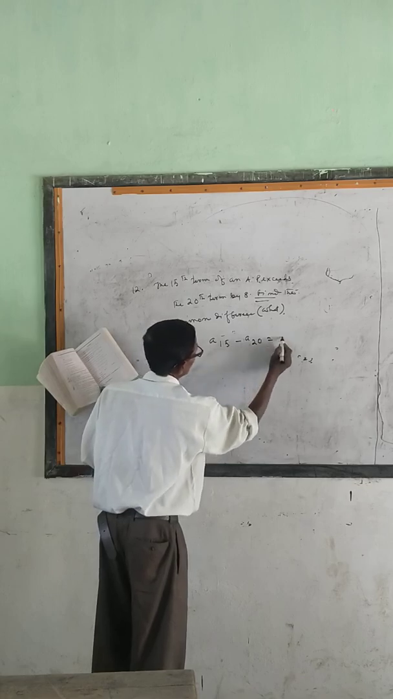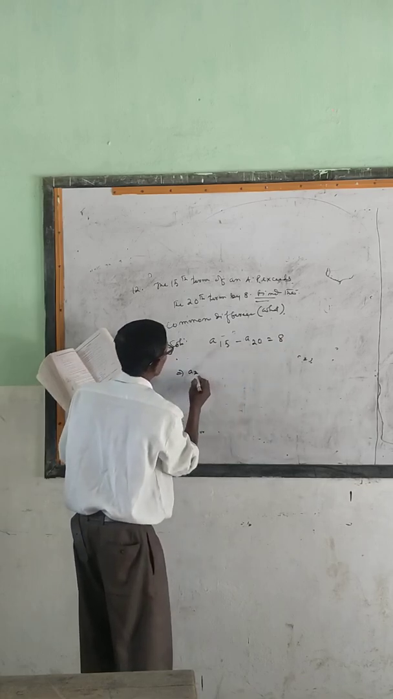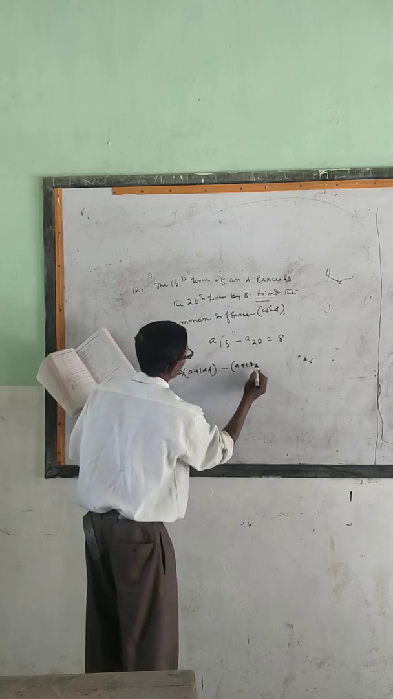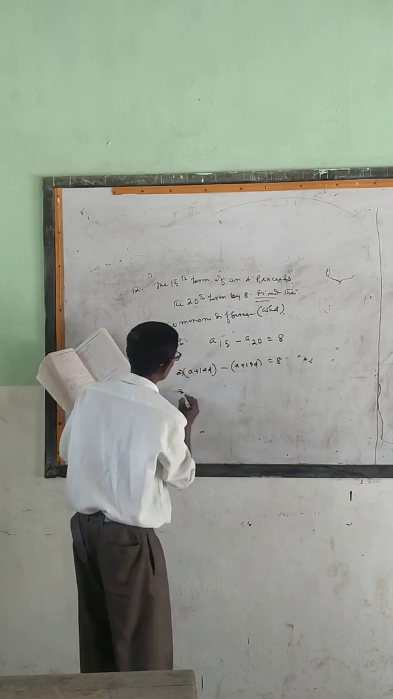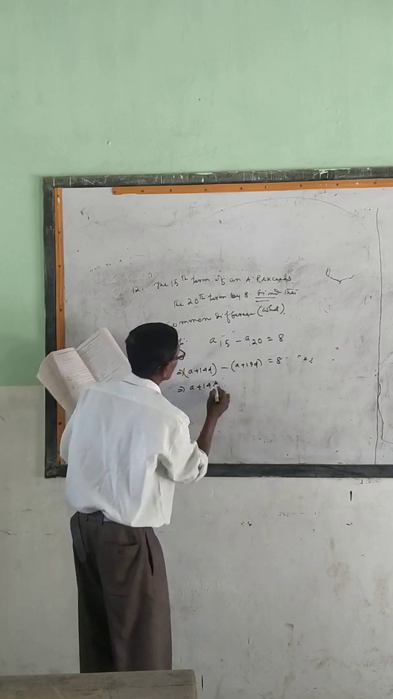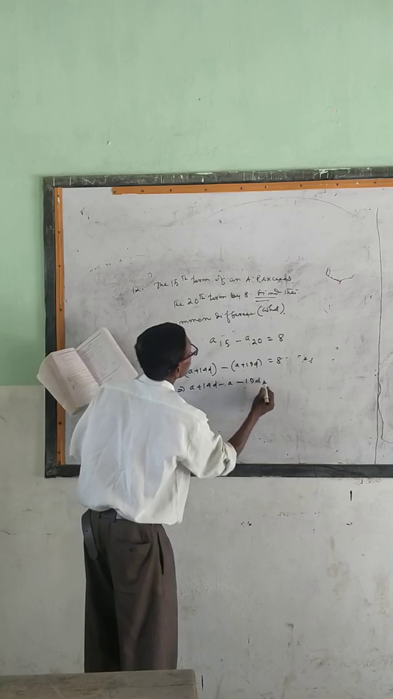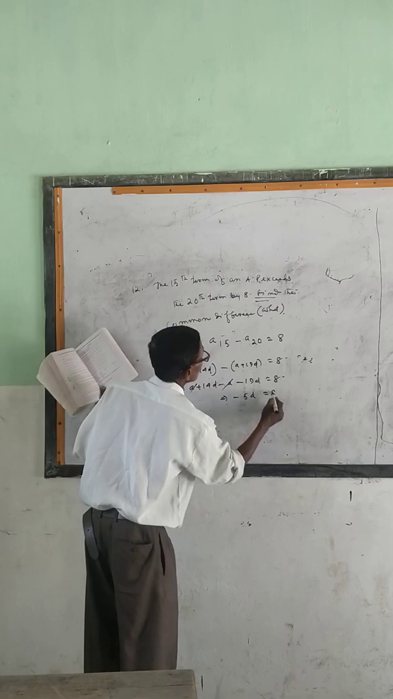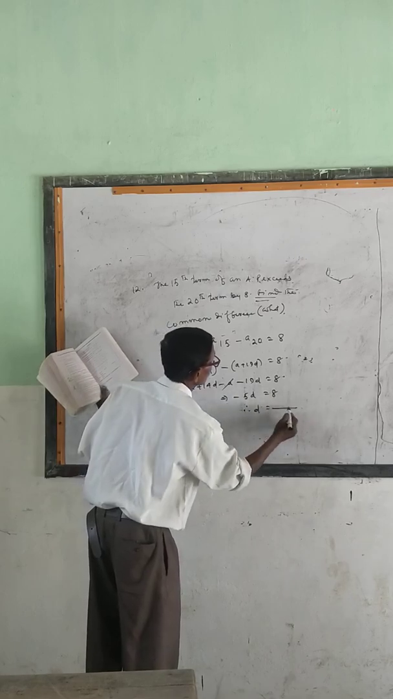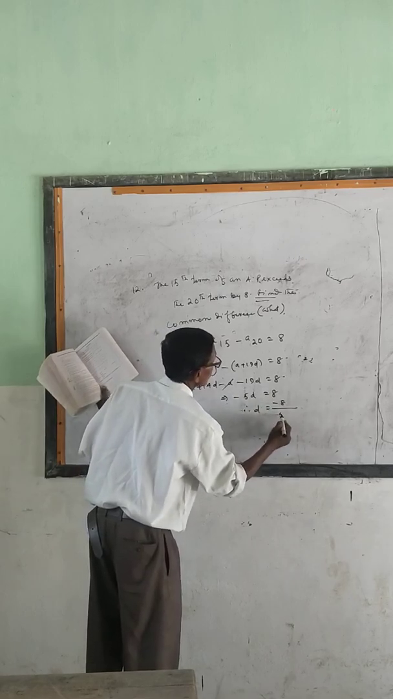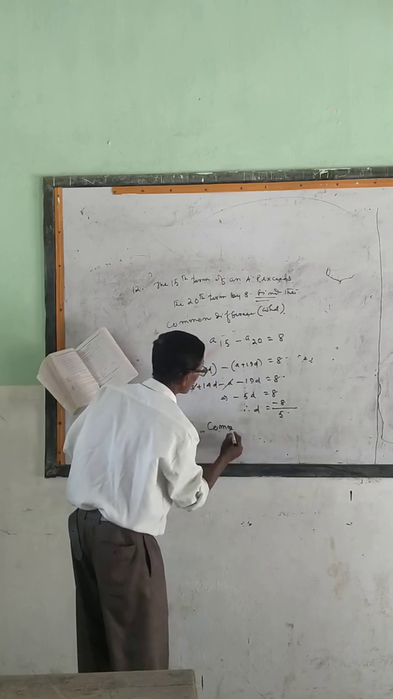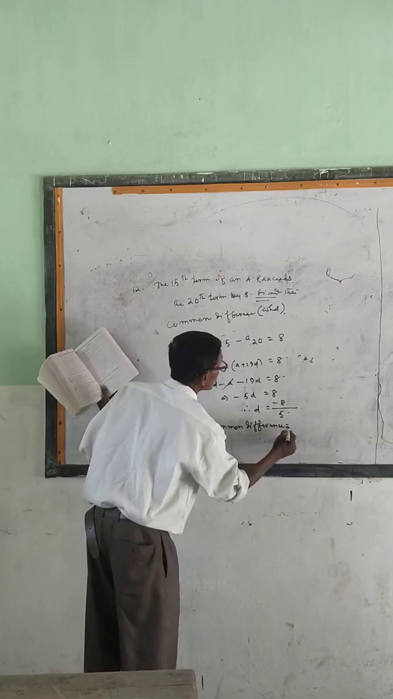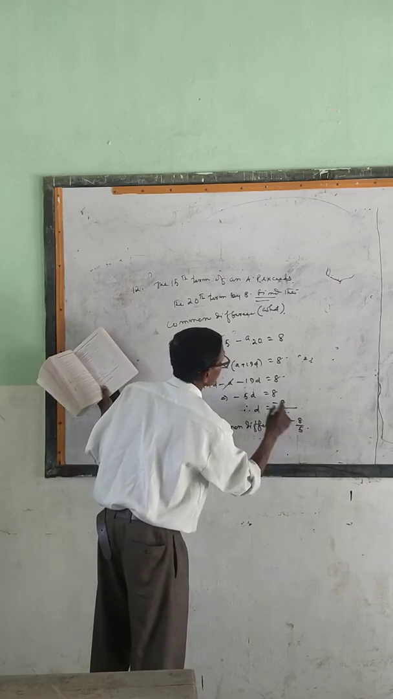A15 minus A20 equal to 8. We know that A plus 14D minus (A plus 19D) equal to 8. That is A plus 14D minus A minus 19D equal to 8. A cancels, which implies minus 5D equal to 8. D equal to minus 8 by 5, since a minus cannot be put at the denominator. So common difference is minus 8 by 5. This is for 1 mark to find. But remember, minus 8 by 5 is for the find.